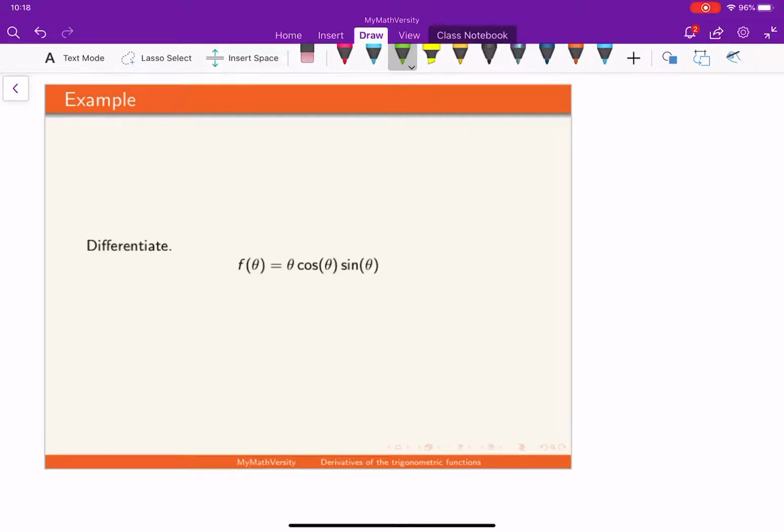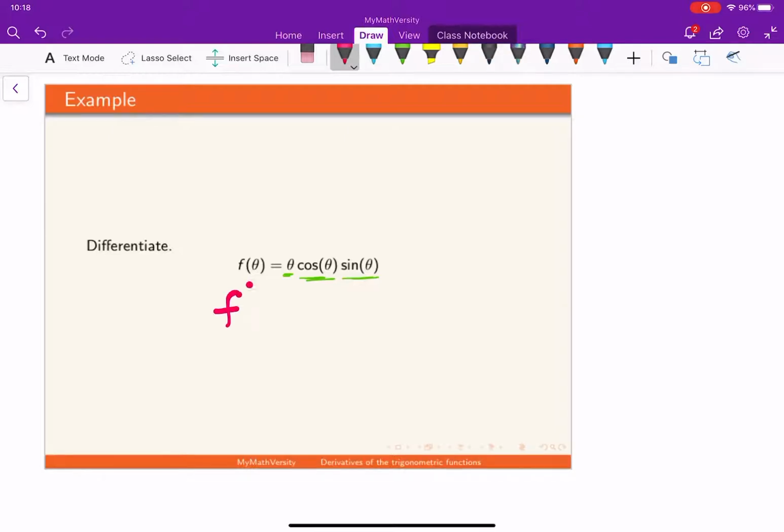Differentiate the given function. In this function we have the product of three functions, right? We have theta, multiplied by cosine theta, and then that product multiplied with sine theta. That is the type of function we have, and our goal is to find the derivative of that with respect to theta.